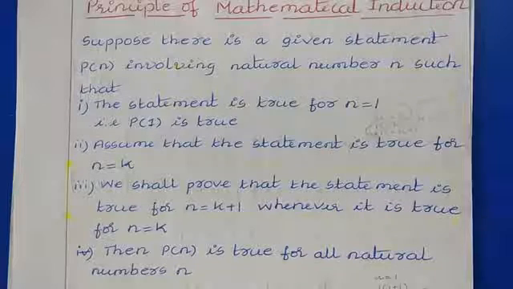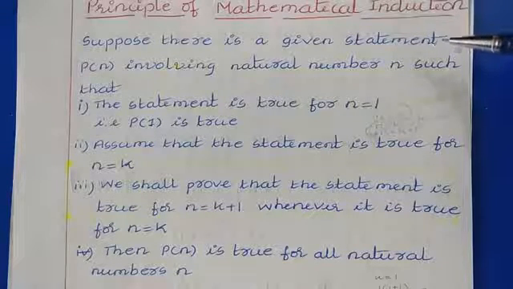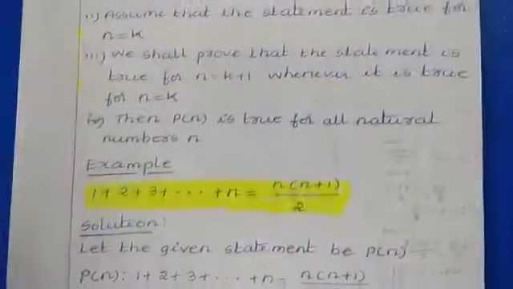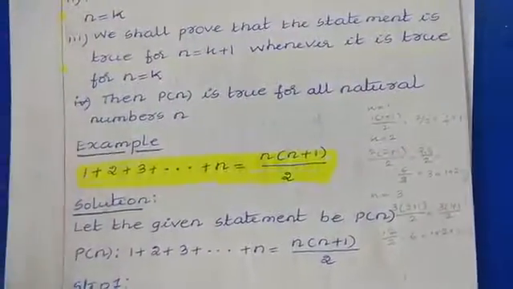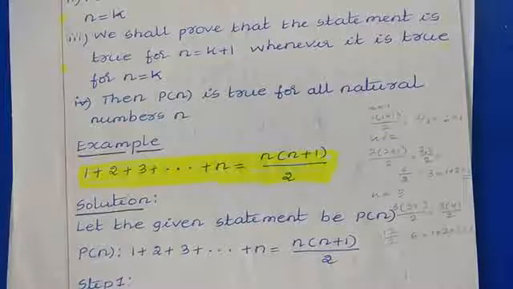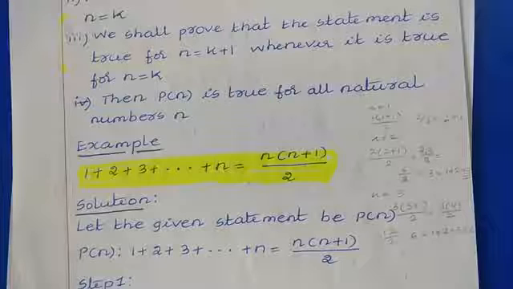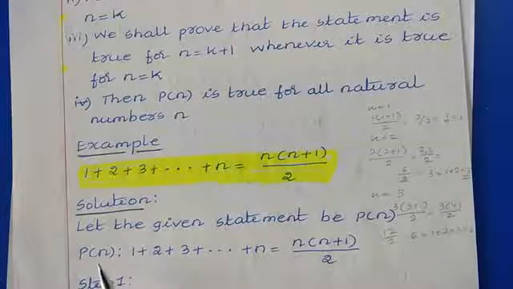Now let us understand this method clearly by applying it to this example. I have taken a mathematical statement which gives the sum of n natural numbers: 1 plus 2 plus 3 plus so on up to plus n is equal to n into n plus 1 divided by 2. The statement is P of n, so Pn is equal to the given statement.